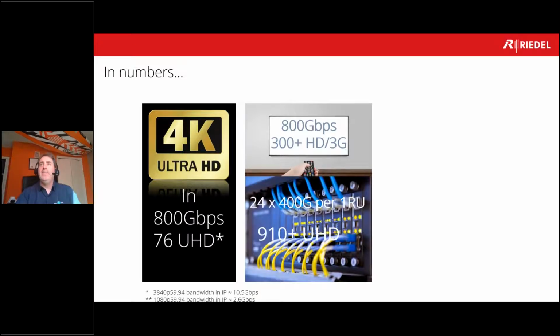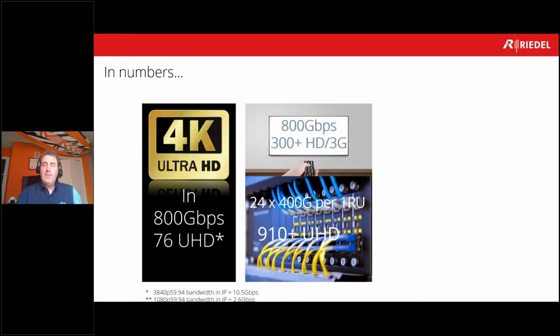But the next one, in a 24 port 400 gig switch, you will be able to pass 910 UHD signals. If you put that in 3G, you can multiply by almost 5. So you look at this and you have a huge router. It's nothing comparable with SDI in the past. And this is just 1 rack unit. There are bigger switches with more 400 gig ports. Why did I put this instead of 800? Because this was up to date. When I did this presentation, I just saw 400 gig in 1 rack unit.